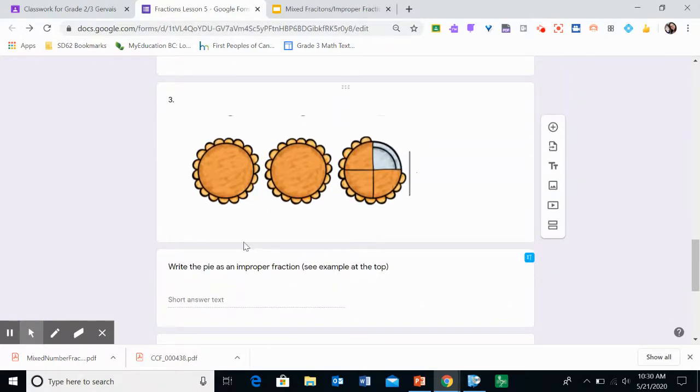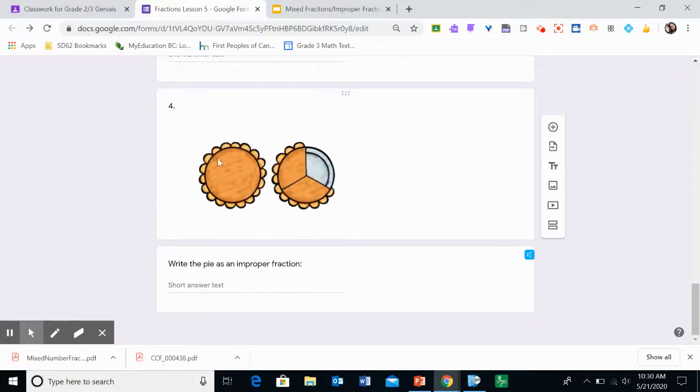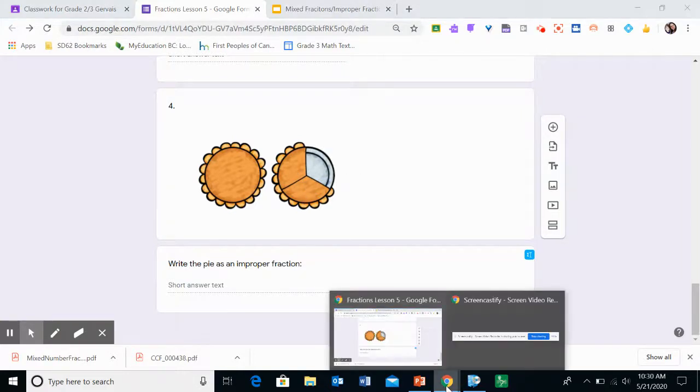Number 3, write the pie as an improper fraction. So this one is about how many parts are there in one whole. So 1, 2, 3, 4, 4, 8, like that. Number 4, you're writing it as an improper fraction as well. So the number on the top will be bigger. All right, good luck. If you need some help, let me know.